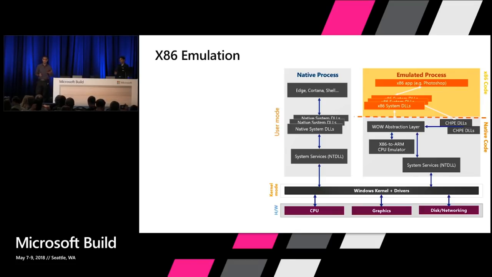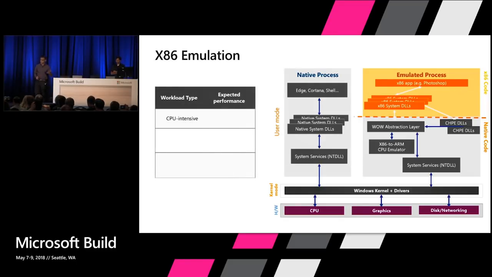If you look at it on a scenario basis, if your app is a CPU-intensive app, so most of the code is going to be in the orange box or the CHPE DLLs, you're going to get good performance. If you're an I/O-intensive application, where most of the time is going to be spent in the kernel or talking to devices, you're going to get awesome performance. If you're a GPU-intensive application, where again most of your cycles are going to be spent talking to the graphics hardware and not in the emulated portions, you're also going to have awesome performance.